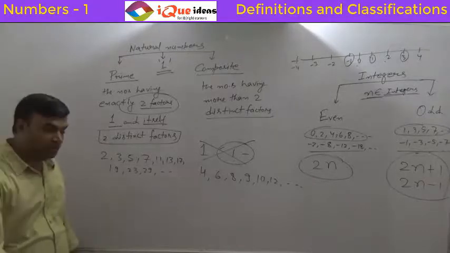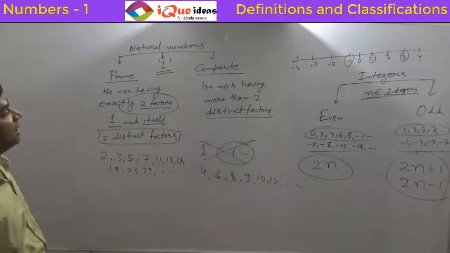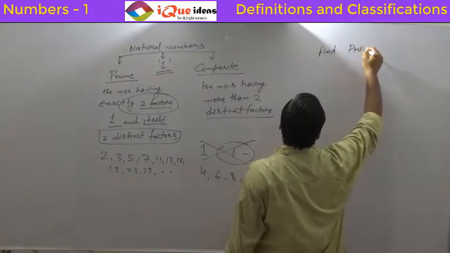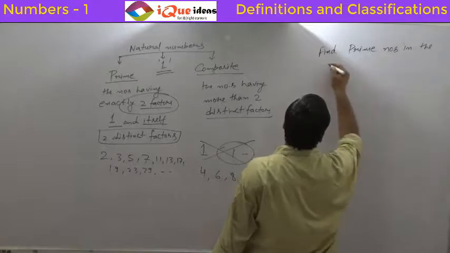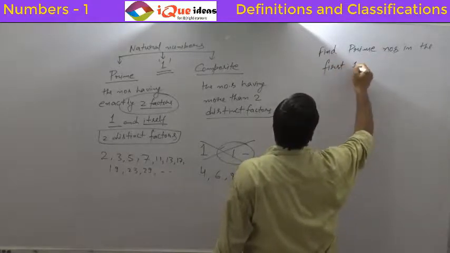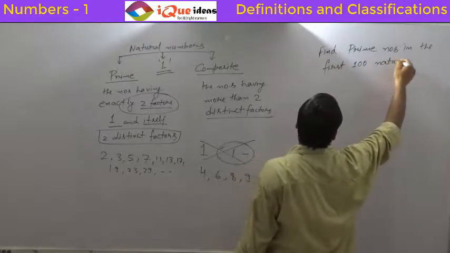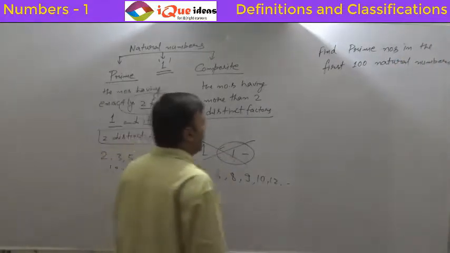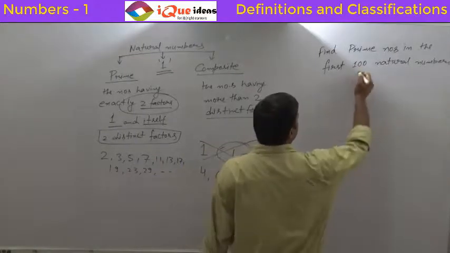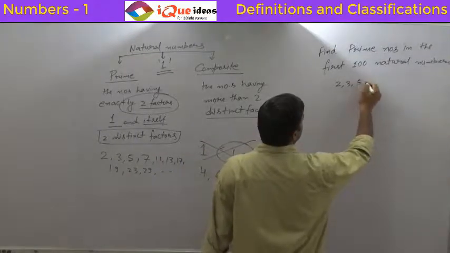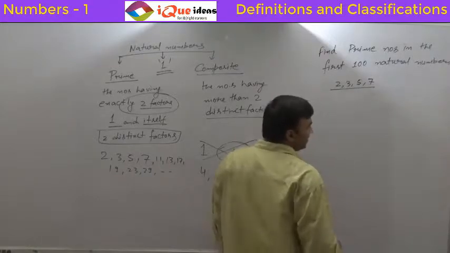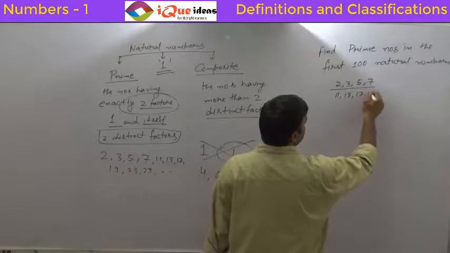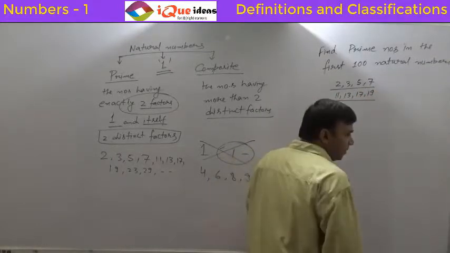One question can be: how many prime numbers are there in the first 100 natural numbers? Let's count the prime numbers in the first 100 natural numbers. What I've done is divide them into groups of 10. In the first 10 numbers, the prime numbers are 2, 3, 5, 7. In the next 10 numbers, they are 11, 13, 17, 19.